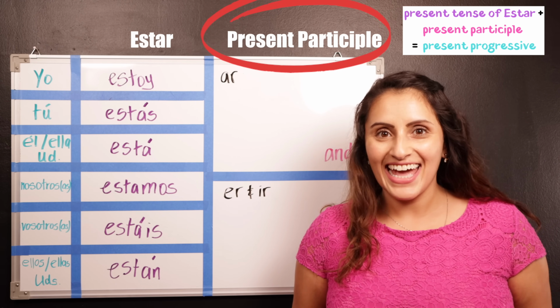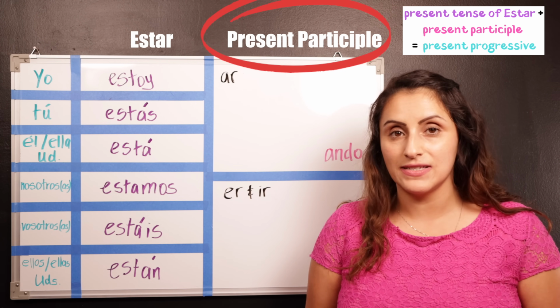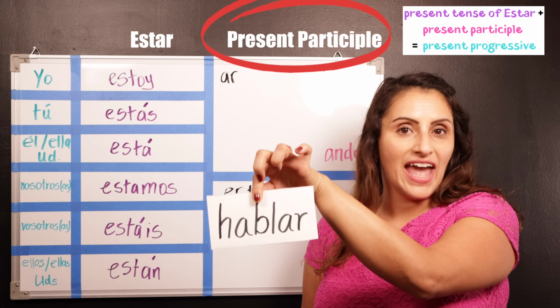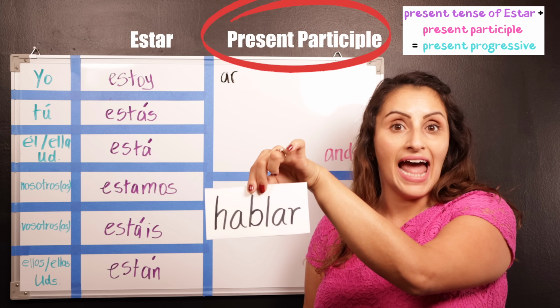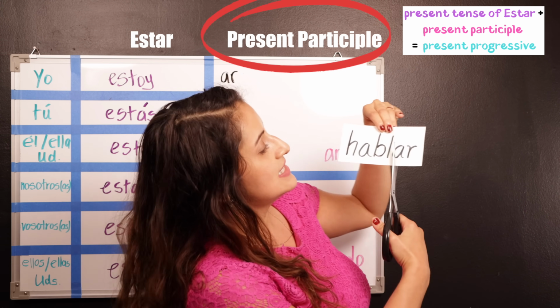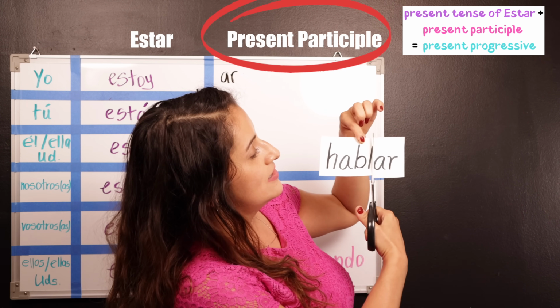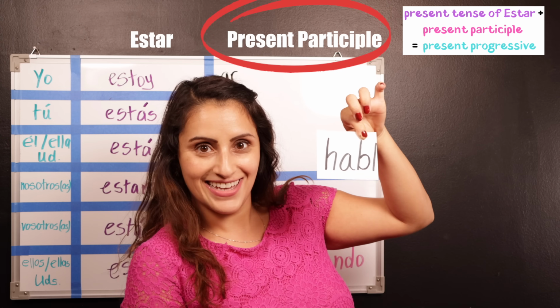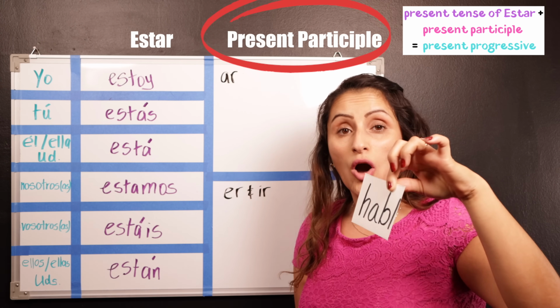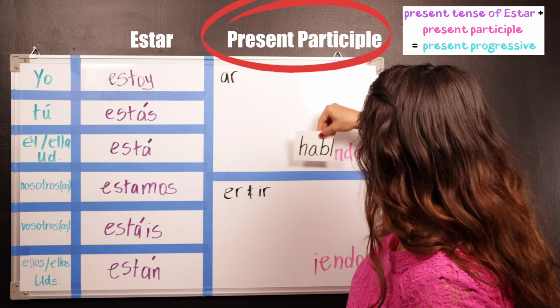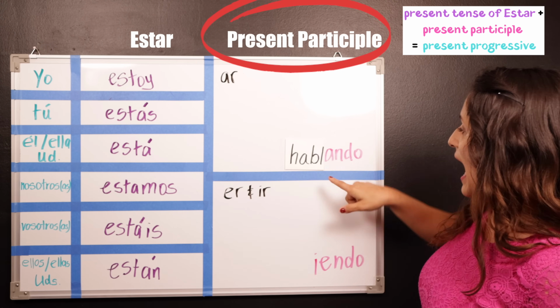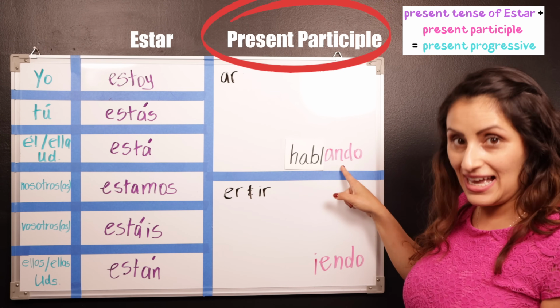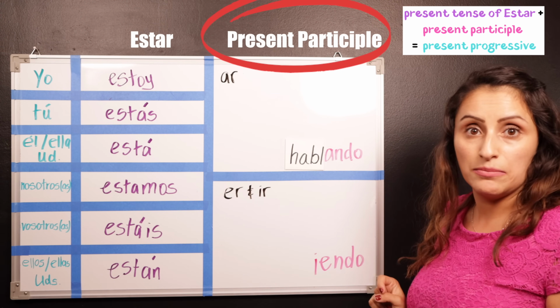Okay, so again, our rule for the present participle says we have to get rid of the AR, and here's the verb hablar, to speak. So let's get rid of that AR. Poof, it's gone. And now all we're going to do is add ando. Ando. And that creates the present participle.